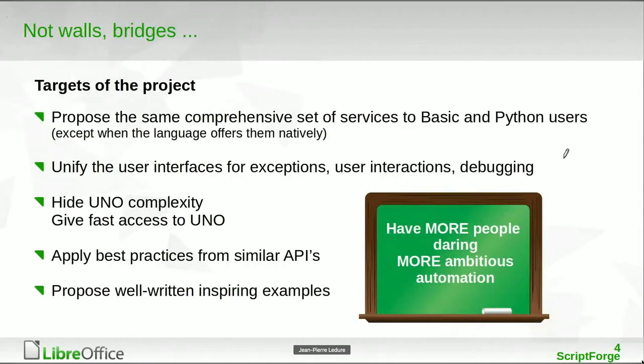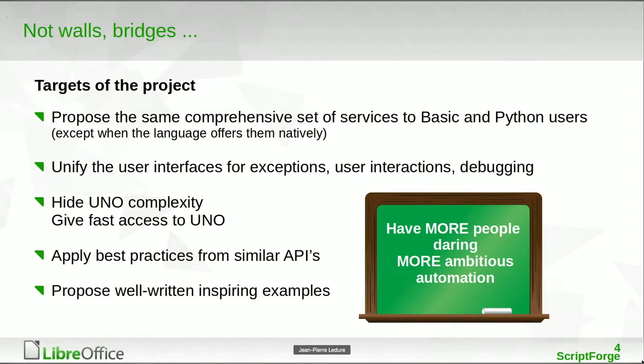The targets of the project: why have we built a new library of scripts? Well, first of all, with a few exceptions that we will see, propose the same API, both in Basic and Python. So the end user should not be aware when he's executing either a Basic or a Python script. He should have the same user interface also for errors or message boxes, whatever. UNO knowledge is not necessary. However, some properties return anyway a UNO object and as such facilitate access to UNO instances.